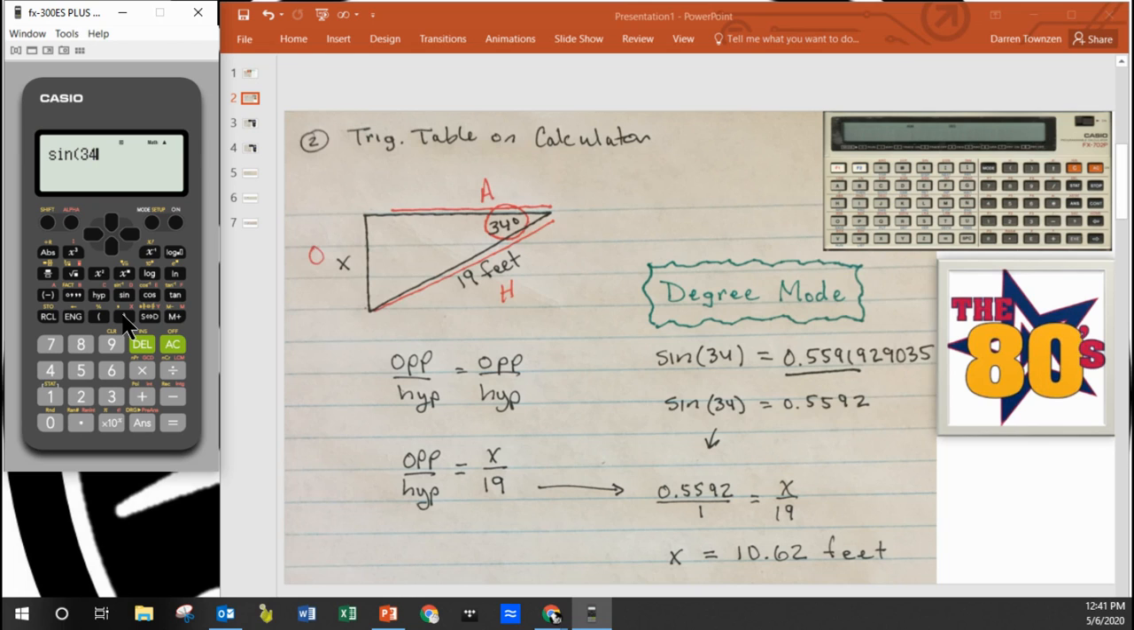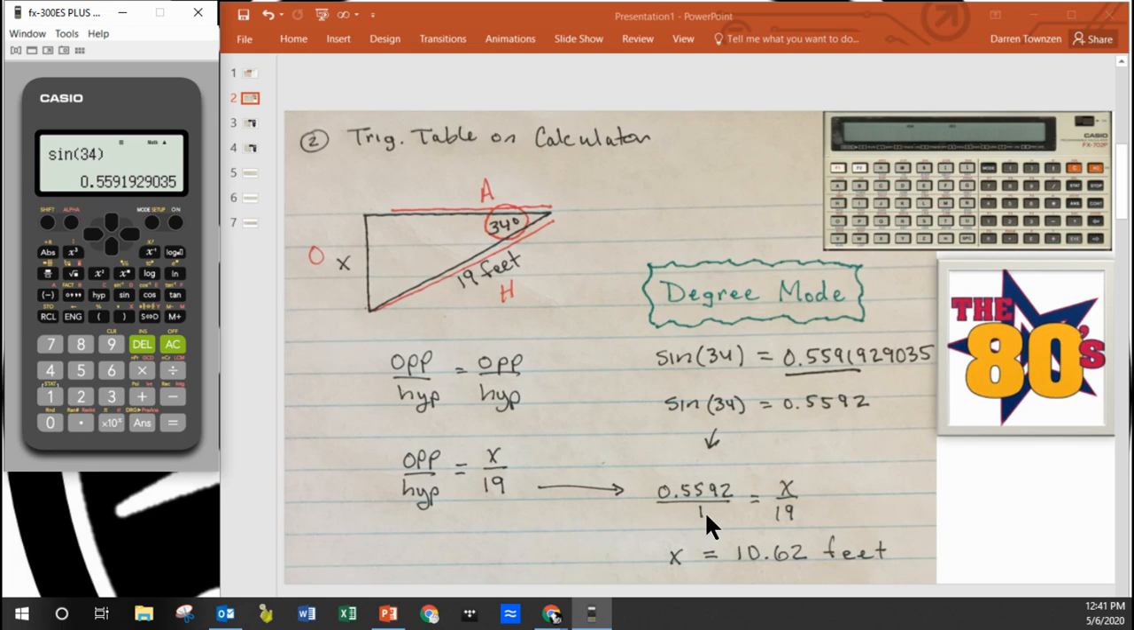I'm just going to do it. So we have the sine of 34 degrees. We hit equals, and it tells us that the decimal for the opposite over the hypotenuse in every 34-degree right triangle is 0.5591929035. But we're going to round that off to 4 decimal places, just like on the trig table. So that becomes 0.5592. So we take this proportion right here, and we replace the opposite over the hypotenuse with the decimal version of the opposite divided by the hypotenuse in any 34-degree right triangle.